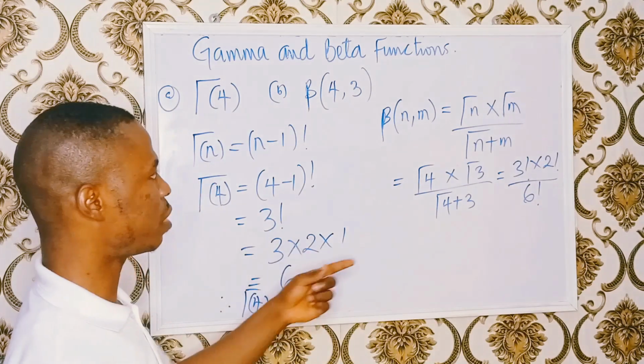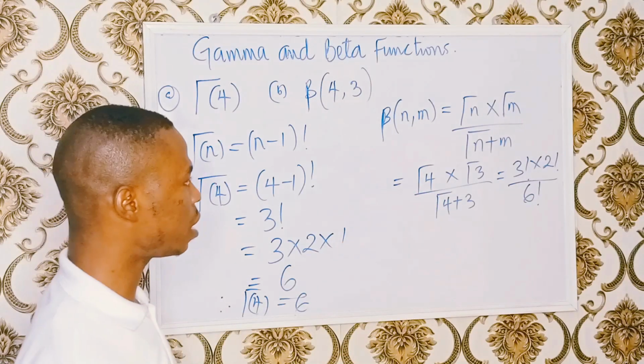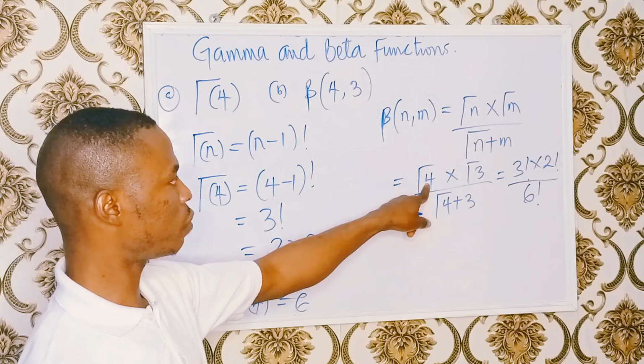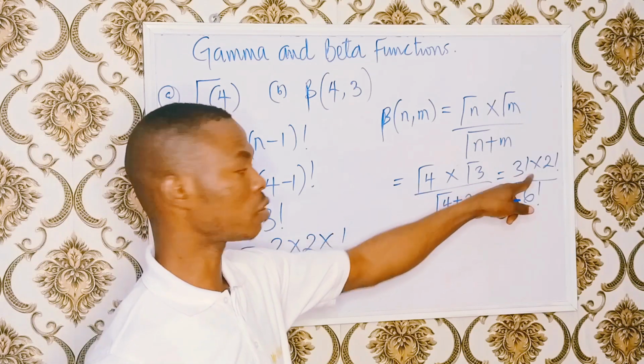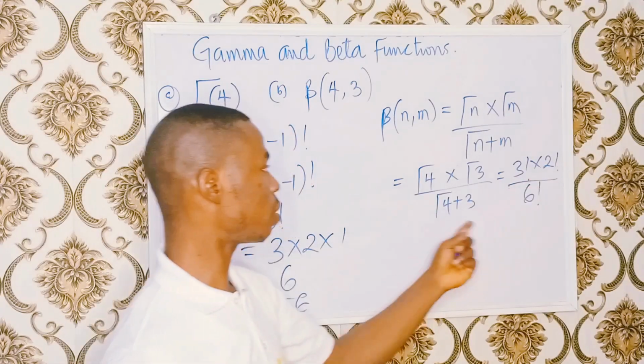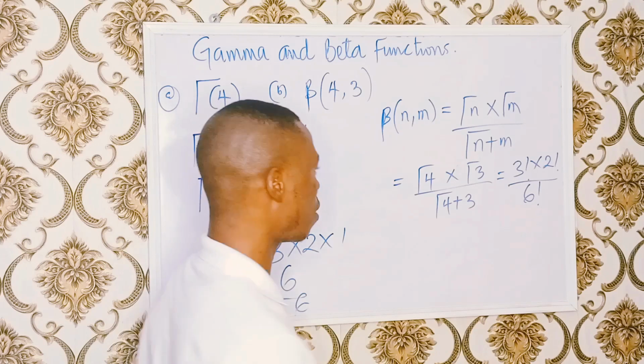For you to get gamma of any number, just subtract 1 from the number and find its factorial. That's what I've just said. So 4 minus 1 gives you 3, and that will be 3 factorial. And 3 minus 1 gives you 2, and that's 2 factorial. Here we have 7. 7 minus 1 gives you 6. That's what you have there.